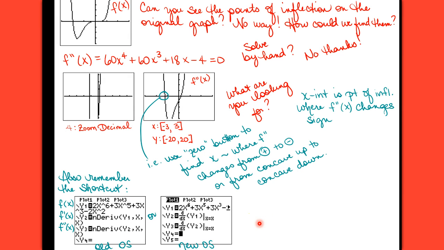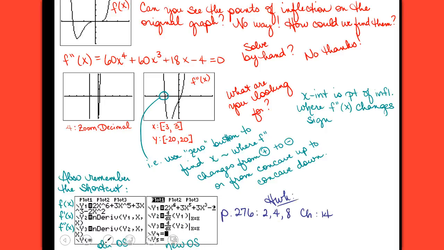And then just a reminder down here of the shortcuts. You can go into y1 and y2 and y3 and literally type your equations. But again, remember that the way we typed this in was in y2, we said take the derivative of what's in y1, that would be the first derivative. And then in y3, take the derivative of what's in y2, that would be my second derivative. So sometimes it's easier just to type the equation in, sometimes it's easier to have your calculator do that for you. Okay? All right.